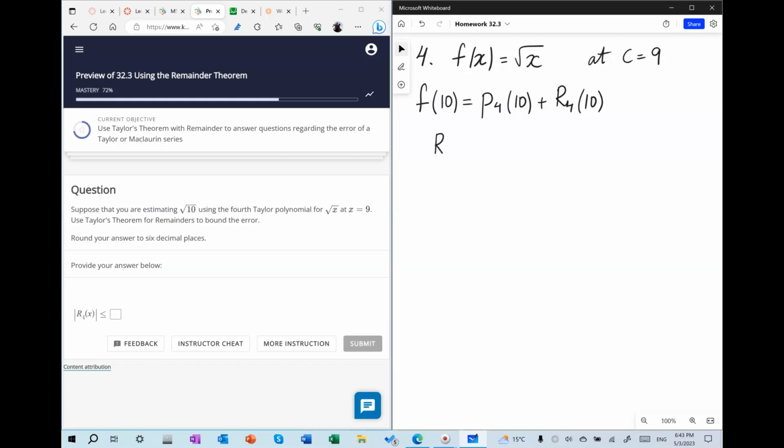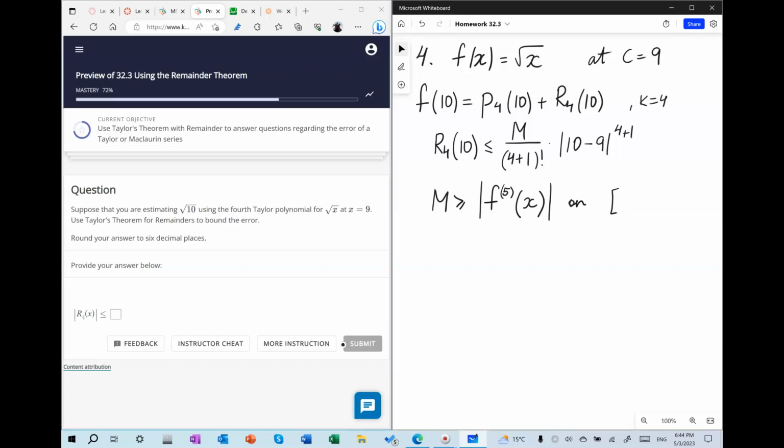Now, r4 of 10 is going to be less than M divided by k plus 1 factorial, but k is 4, so it's going to be 4 plus 1 factorial, times 10 minus 9 to the power k plus 1. Again, k is 4. M is the upper bound for the k plus 1 derivative, so we're talking about the 5th derivative here, on the interval from the center to the value.